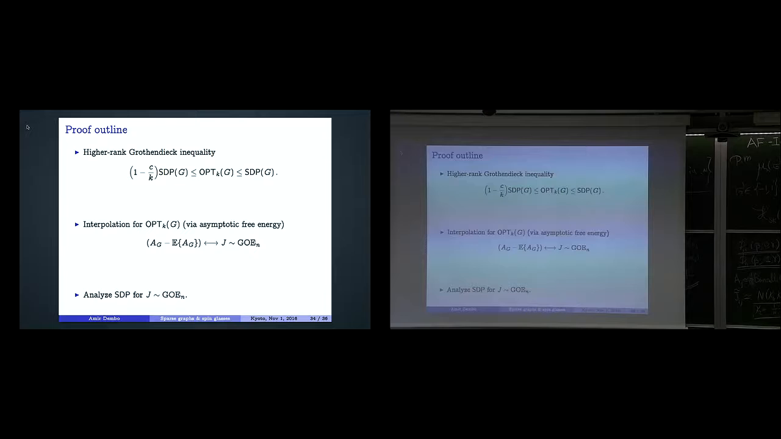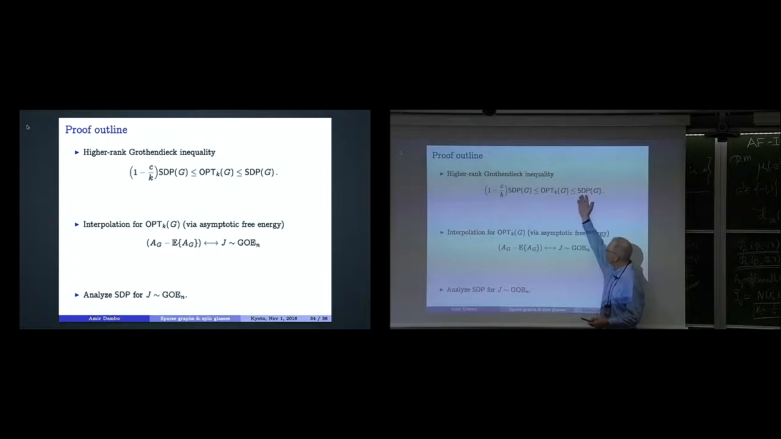Okay, so what do we want to do? We want to do the following. We want, first of all, to do what is called a higher rank Grothendieck inequality. The Grothendieck inequality is a relationship between opt k for fixed k and the SDP, which is opt n. So you want to show that opt k is, of course, smaller than opt n.